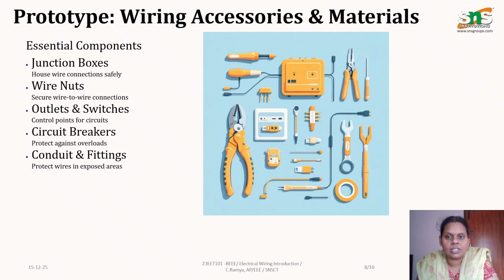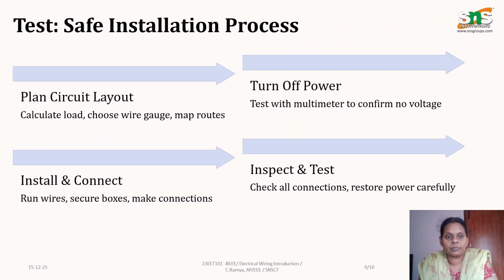Next, the wiring accessories and materials. Electrical wiring also involves various accessories, such as junction boxes, and wire nuts, which secure the wire to wire joints. The switches and the outlets act as control points. Then the circuit breakers protect the circuits from overload, and conduit and fittings protect the wires in exposed installations. So each component plays a specific protective role.